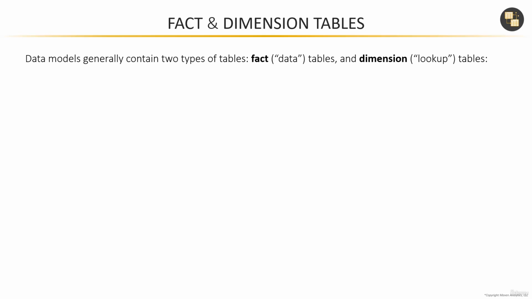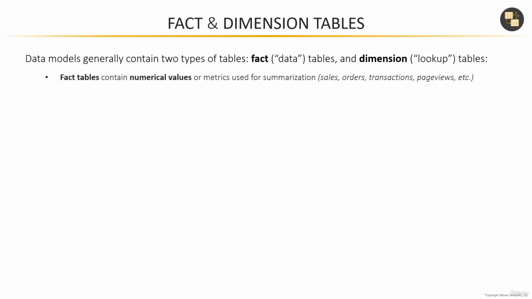Now, the way to distinguish between these two types of tables is that fact tables contain numbers, those numerical values or those metrics that you want to analyze or use for summarization or aggregation. So these are things you can count, right? Like sales, orders, transactions, page views, etc.